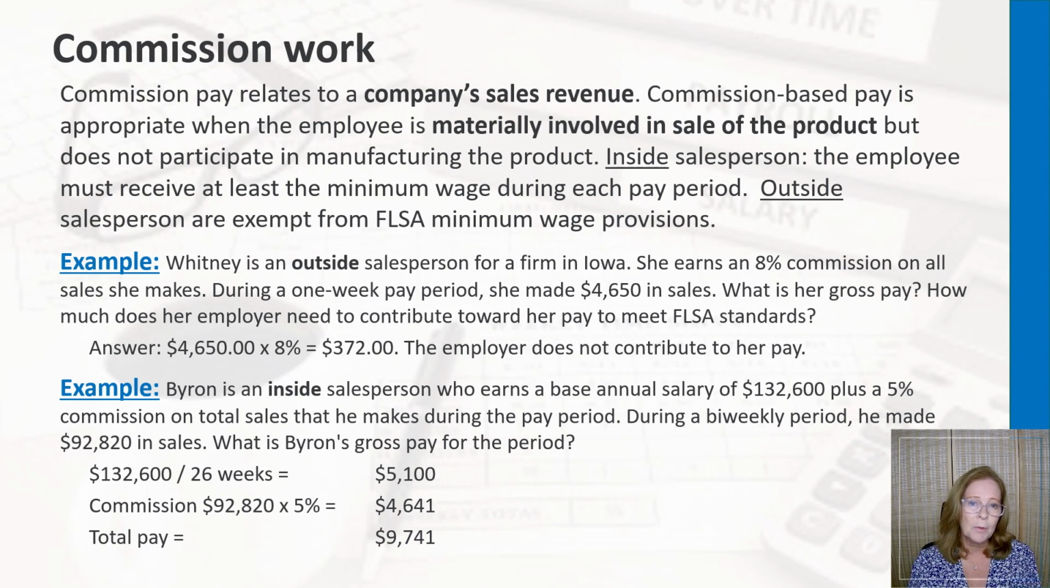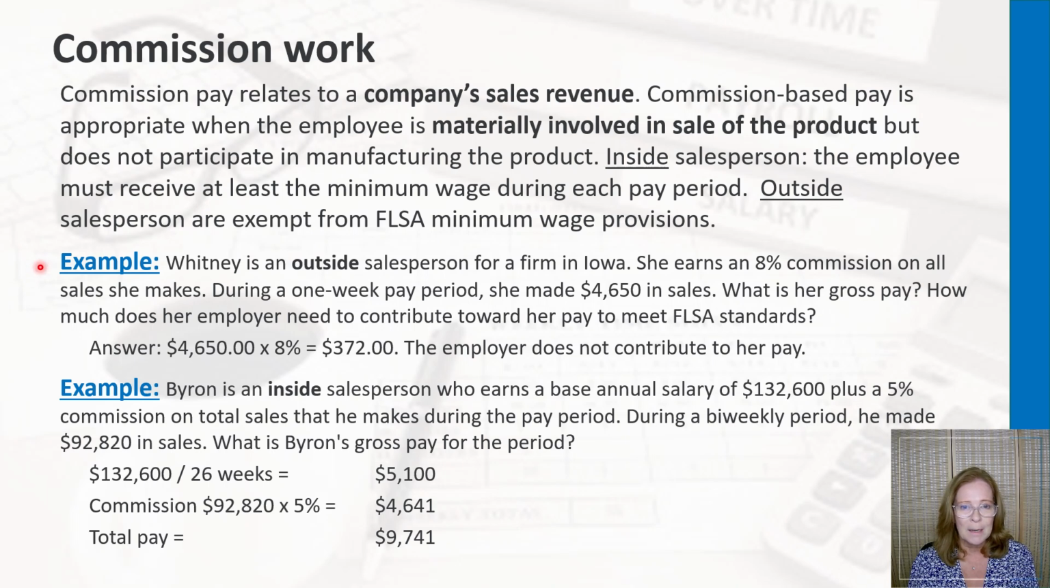Commission-based employees may be exempt or non-exempt, so both can be the case. And that depends on whether the employee is an inside salesperson or an outside salesperson. An inside salesperson means that the customer comes to the business and then the employee must receive at least the minimum wage during each pay period. An outside salesperson is a person who visits the customer's place of business. They're exempt from the Fair Labor Standards Act minimum wage provision.